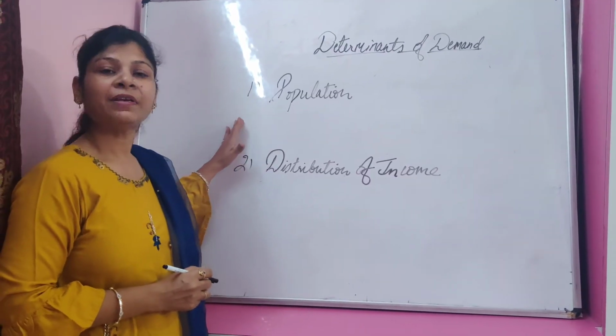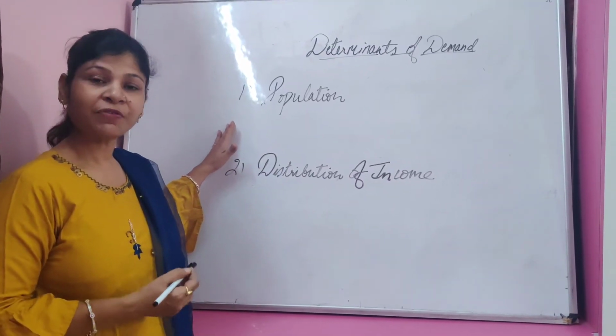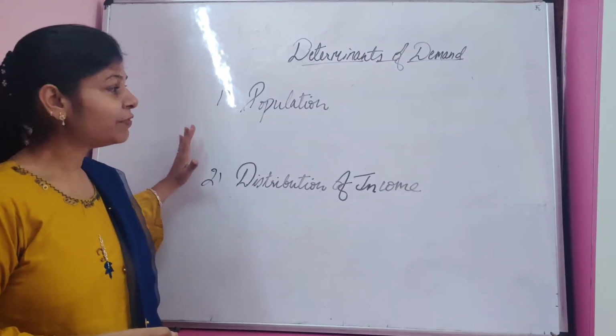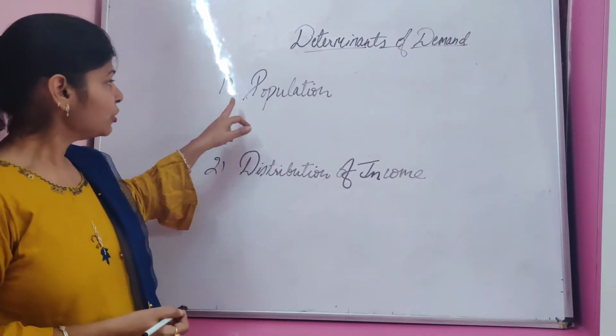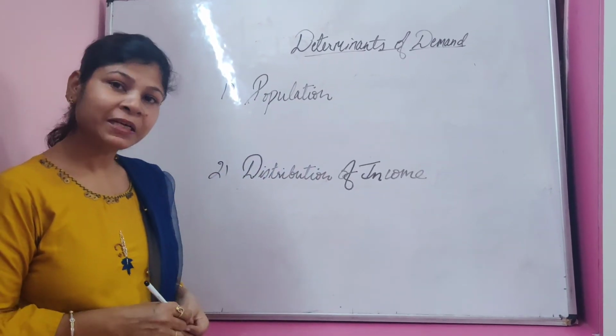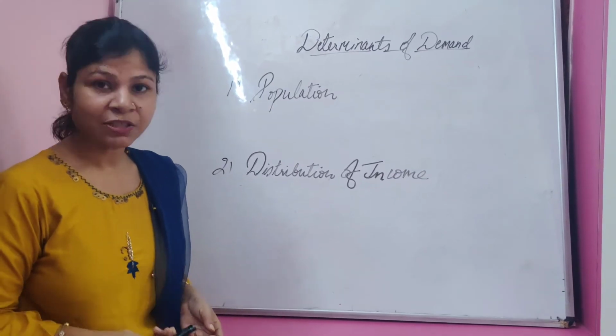So initially we have discussed those factors which affect individual demand. Now we will include two more determinants which affect your market demand. First of all, population. The more the population, the more will be the demand. The less the population, the less will be the demand.